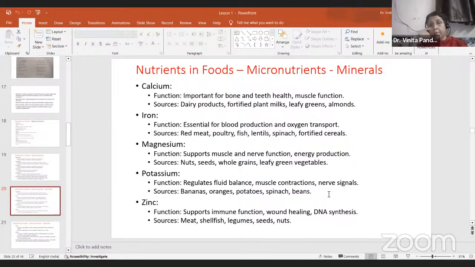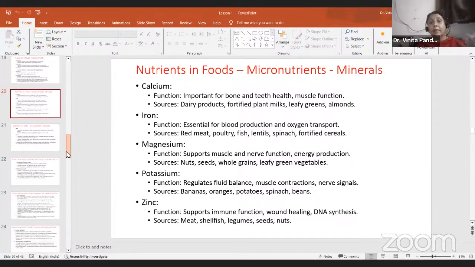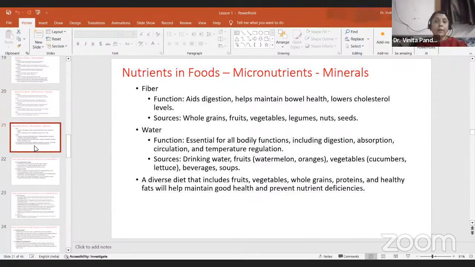And then magnesium, which helps with nerve functioning and energy production. Potassium supports fluid balance, muscle contractions, and nerve signals. Zinc supports immune function, wound healing, and DNA synthesis. And you can also see the different sources connected with your various minerals, from where you can get those minerals inside your body.